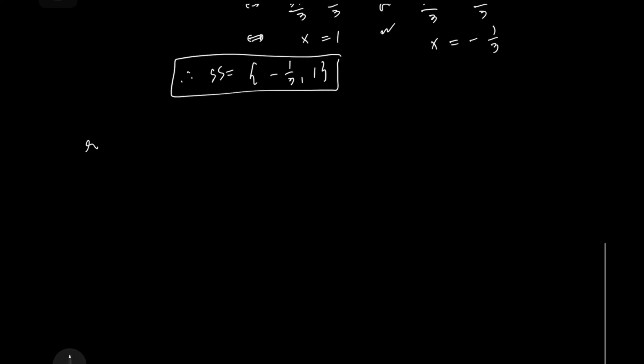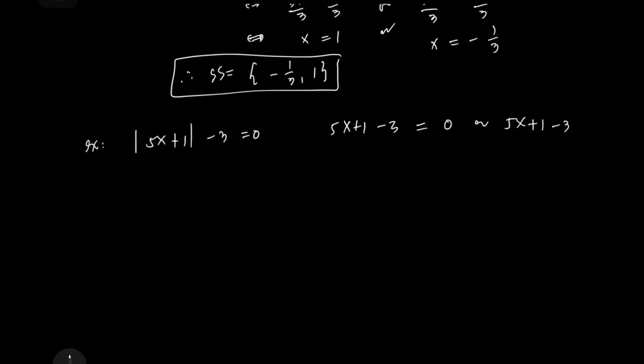Okay, let's have another example. Solve the absolute value of 5x plus 1, minus 3, equals 0. Guys, here you have to be very careful, because you cannot apply the rule directly, like 5x plus 1 minus 3 equals 0, or 5x plus 1 minus 3 equals negative 0. You cannot apply it first. Why? Because the negative 3 here is not part of your absolute value.